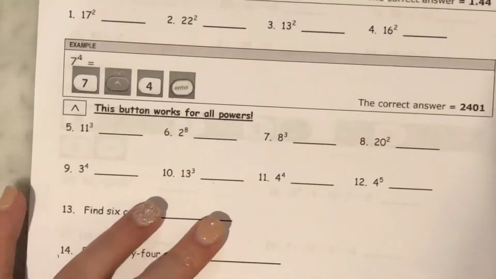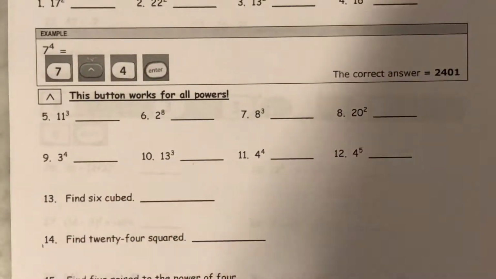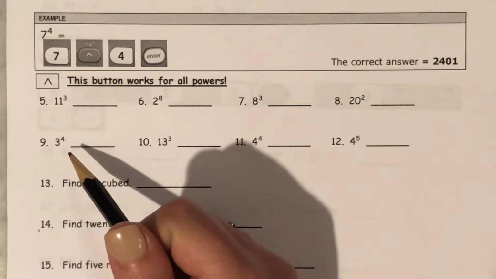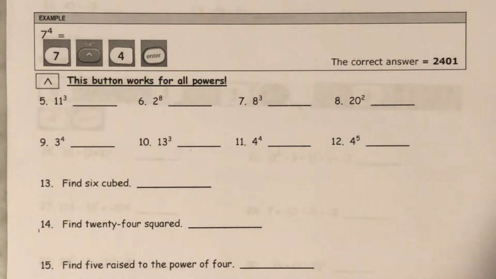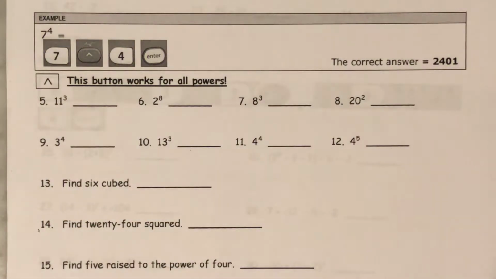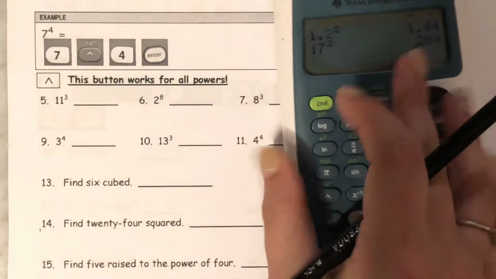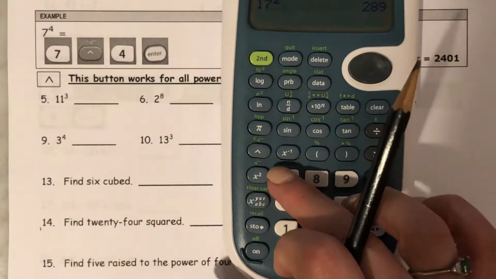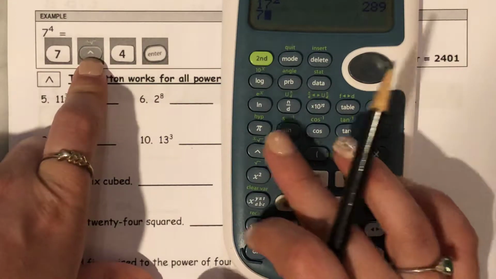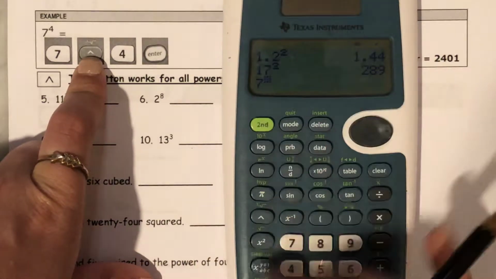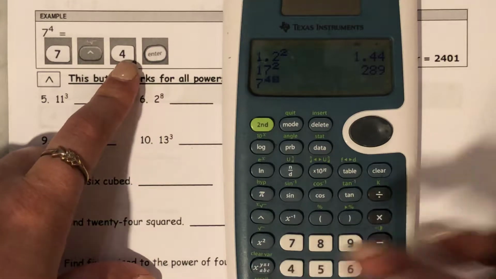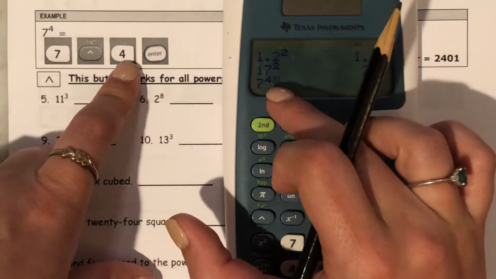Okay. So, this button, the caret button is what we call it, works for all powers. So anything other than 2, or you could use this button all the time, even if it was 2. So let's do our example. 7, caret key. Whoops, so where you can see it. Blinking box, exponent box, 4. And notice it's blinking at the top.